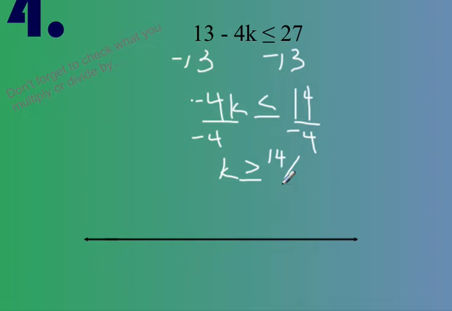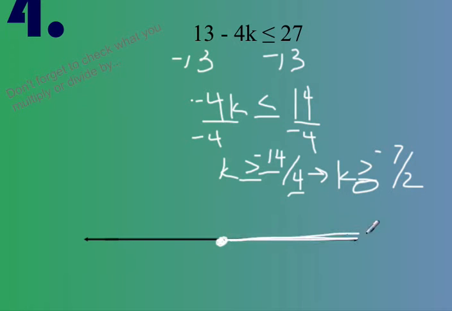So then I have negative 14 over 4. Well, this fraction can actually be reduced because both 14 and 4 are divisible by 2. So then I get k is greater than or equal to negative 7 over 2 when we divide it. So see how this has a line underneath it? Whenever your inequality has a line underneath it, you need to do a solid circle. And then it's facing the k, so we need to go ahead and graph that going to the right.